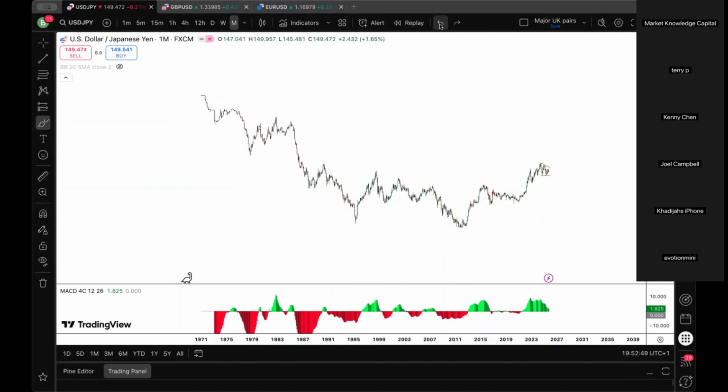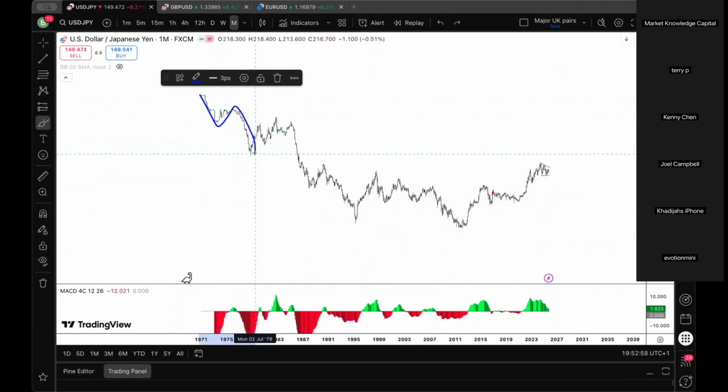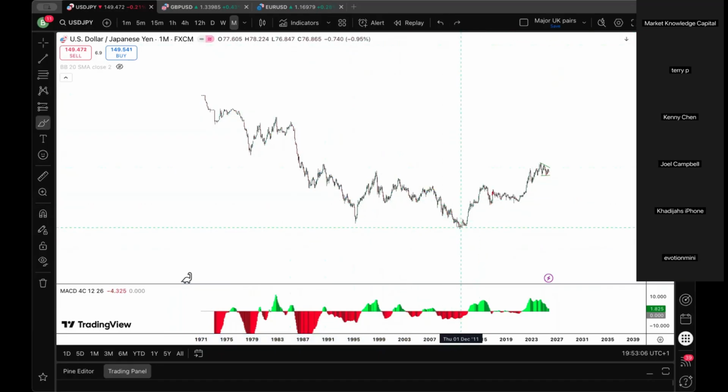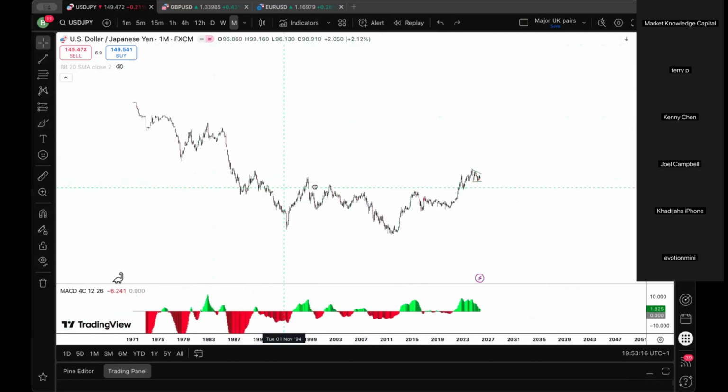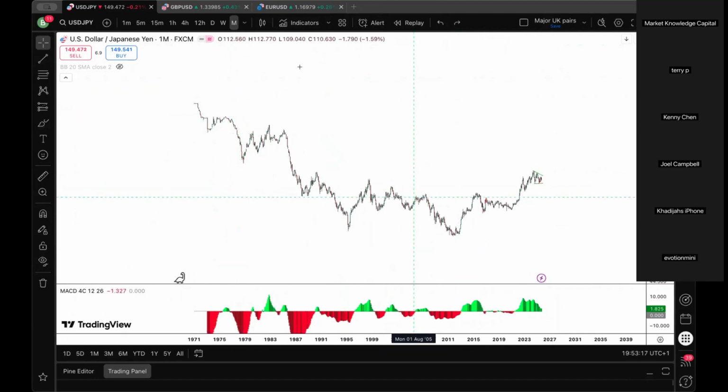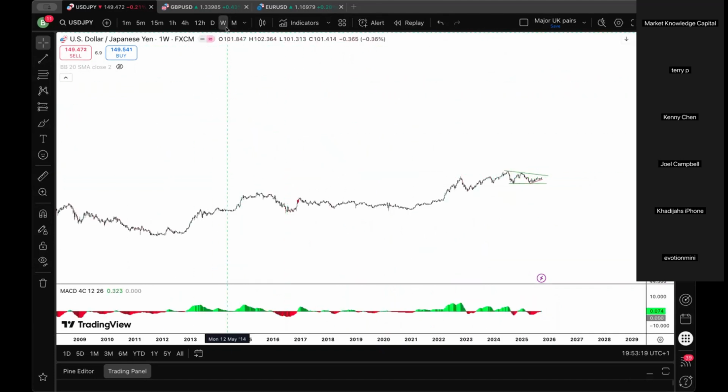So now in my mind, I know that we've had a big downtrend for the USD JPY. And within that trend, as you can see, loads of waves. This is where fractals come into play. You can see loads of moves within the downtrend. And now we are in a correction, or it could be an uptrend. I would say it's more of a correction than anything else. So that's the monthly. We've got two waves. I then go to my weekly.